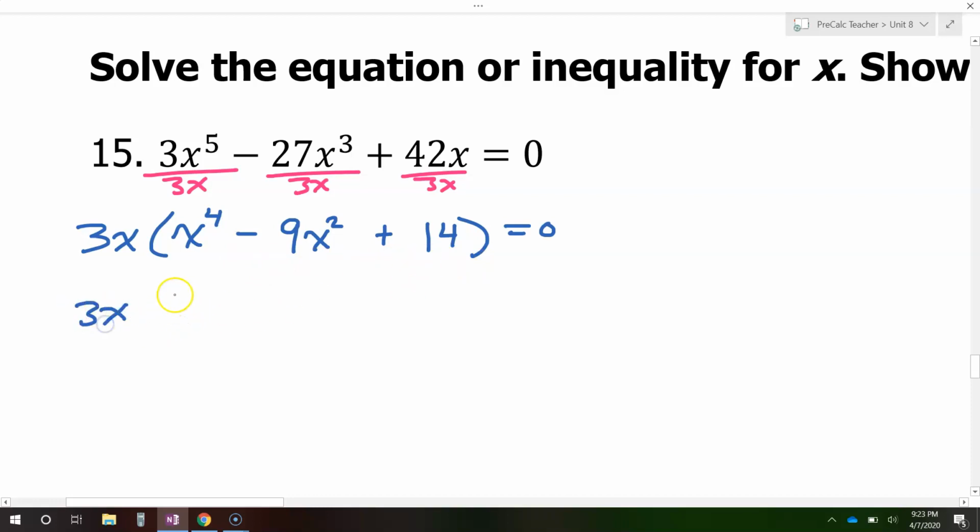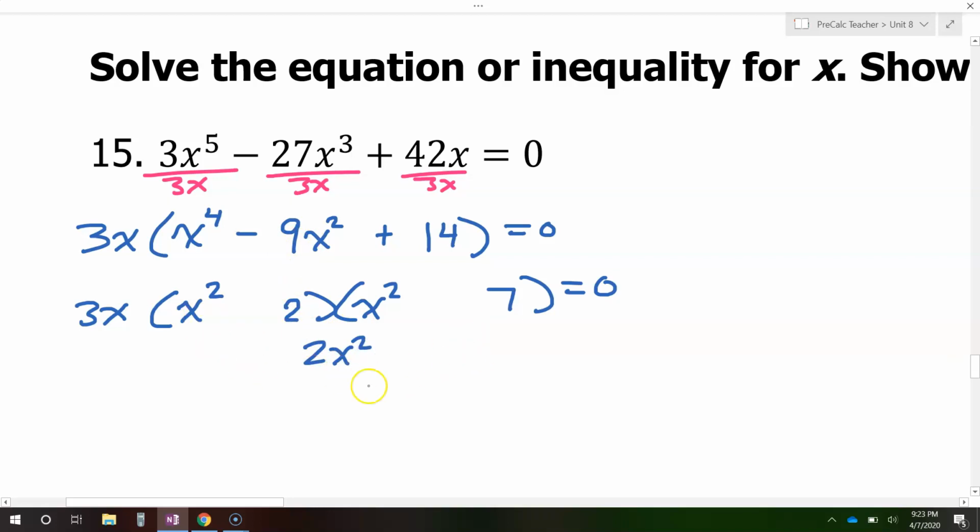So I'm going to keep my 3x out there, and I'm going to try to factor this trinomial as a binomial times a binomial. X to the fourth power will factor as x squared times x squared. Now, 14 is going to factor as 2 times 7. Inner plus outer must equal middle. Inner, I have 2x squared. Outer, I have 7x squared. I need a negative 9x squared. So I need a negative 2 and a negative 7. If I make both of those negative, negative 2 times negative 7 does make positive 14. So this works out.